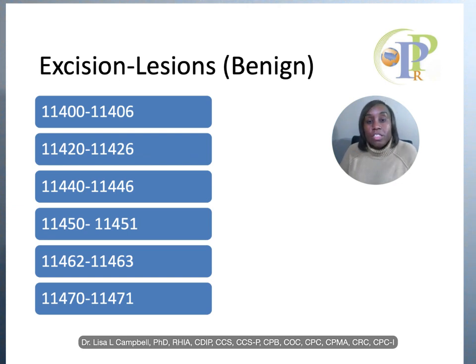Now, as it relates to the excision of lesions, there's a couple of things that I want you to just really commit to memory. Number one, as it relates to excision of lesions, you need to know if the lesion is benign or malignant. Your benign codes start on page 97. Your malignant codes start on page 99. So you first have to know the type. One of the things that I know that's often challenging for new coders is, well, how do I know if something is benign or if it's malignant? And that's where your terminology comes into play, okay?